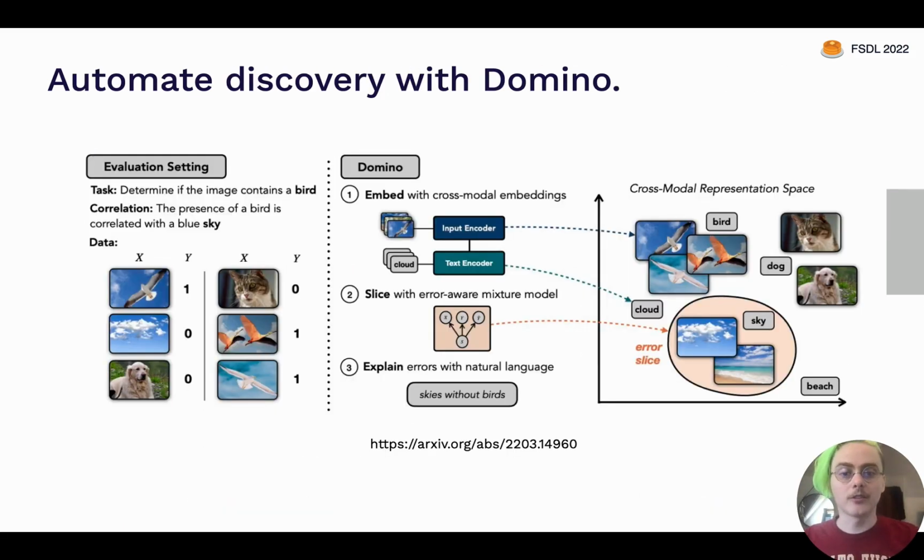So the process that I described is very manual, but there's some hope that this process might be automated in the near future. A recent paper described a method called Domino that uses much, much larger cross-modal embedding models, so foundation models, to understand what kinds of errors a smaller model, like a specific model designed just to detect birds or pedestrians, what kinds of mistakes is it making on images.